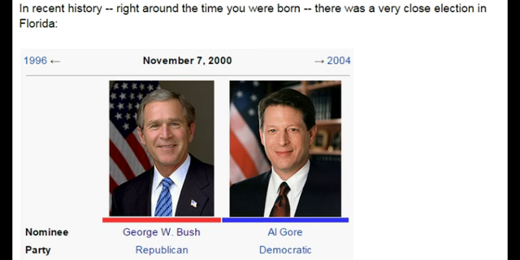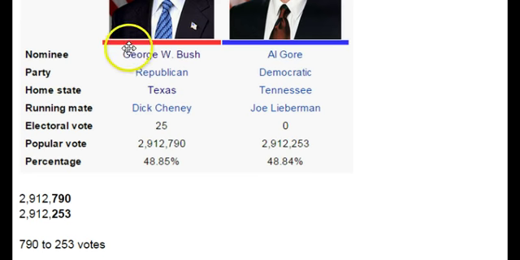So right around the time you guys were born in the year 2000, there was a very close election held in Florida. It was held all over the country, but the Florida election was particularly close between George Bush and Al Gore. As you can see here, George Bush got 2,912,790 votes, and Al Gore in Florida got 2,912,253 votes. They were separated by 1/100th of a percentage point, and you can see here that's a difference of about 550 votes, so slightly less than that.